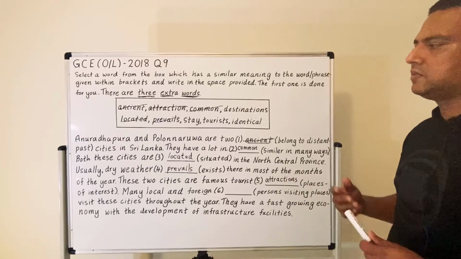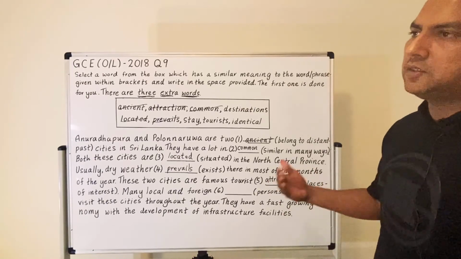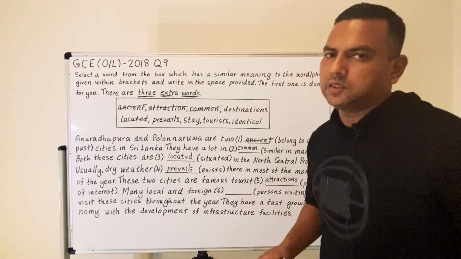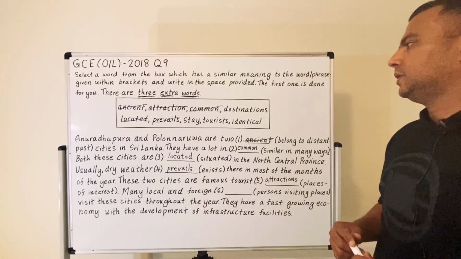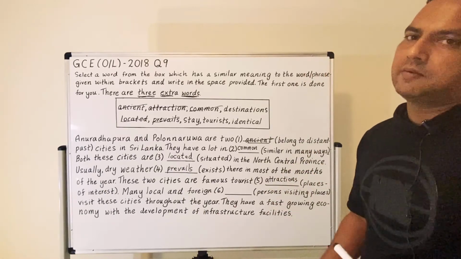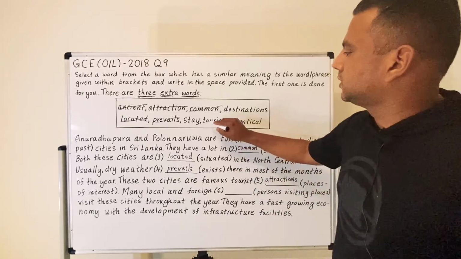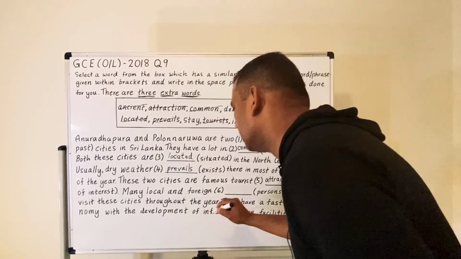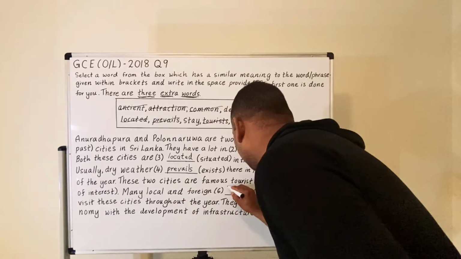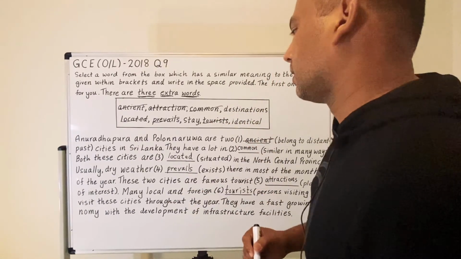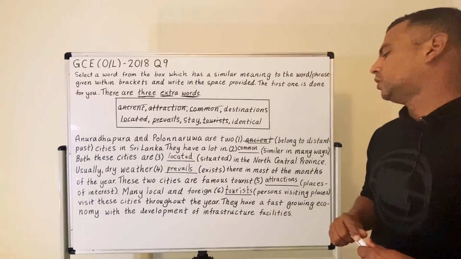So I told you, if someone is visiting from place to place just by looking at things, we can call that person a traveler, sightseer, or what else? Tourist. Okay, so tourist. So many local and foreign tourists visit these cities throughout the year.